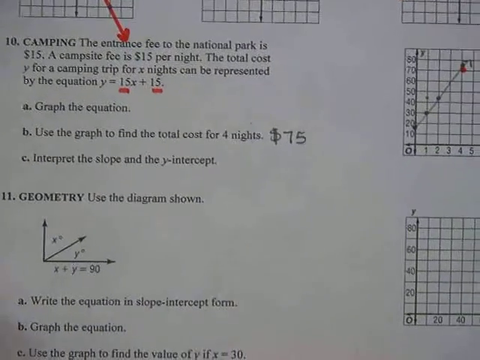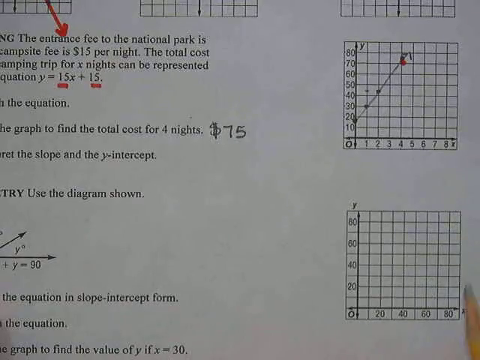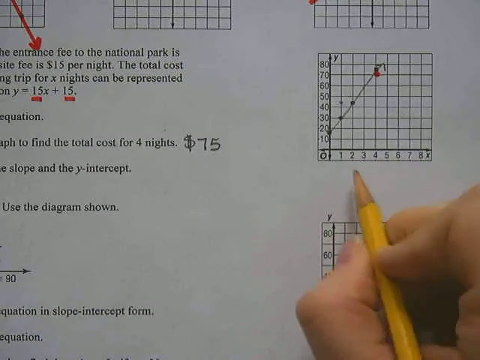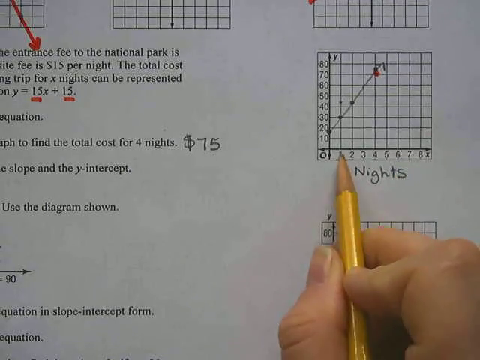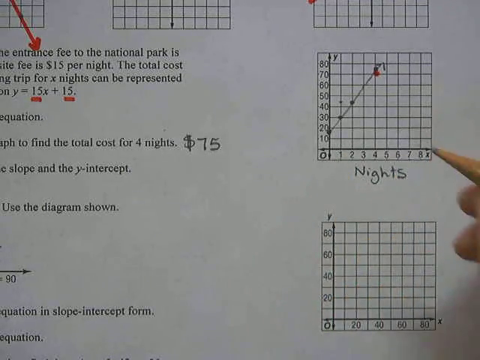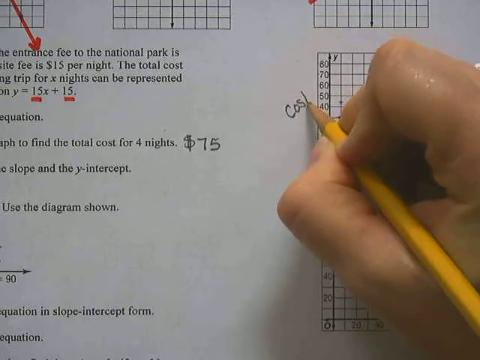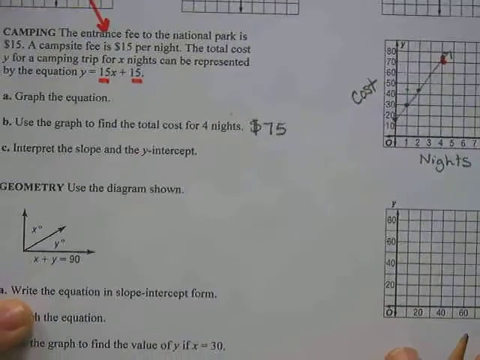And this is the most important thing. A lot of my Algebra 1 students struggle with this. If you look at the graph over here, it's really important to label your x and your y-axis. So your x-axis is nights, your y-axis is cost.